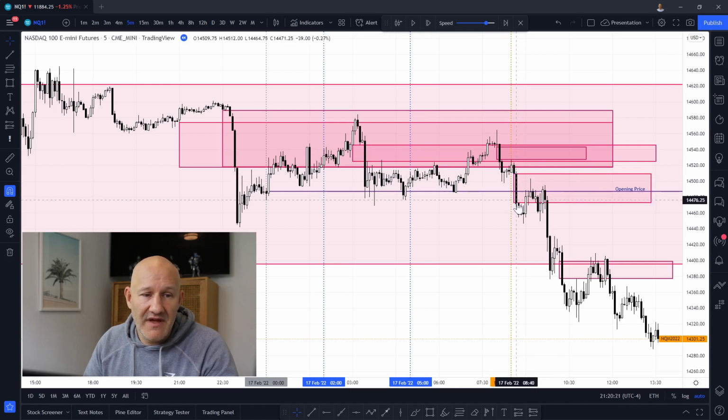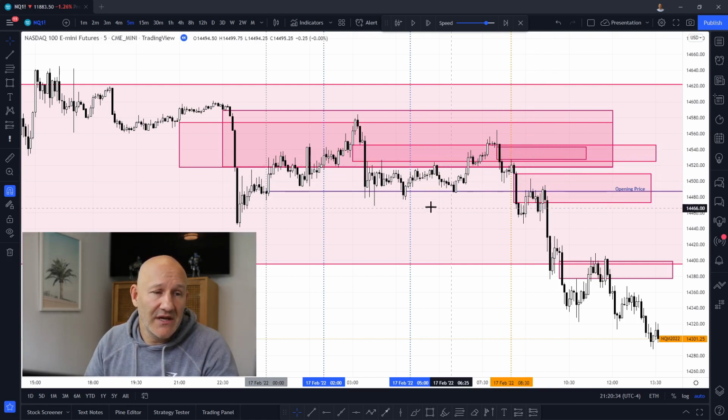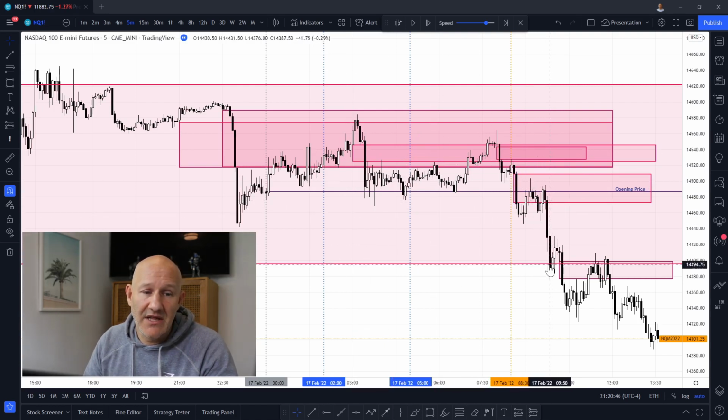We get another fair value gap formed here before the market trades back up into it, coming just back up into the opening price. And you can see this move here took out all of this sell side liquidity here before again trading lower, taking out this previous sell side liquidity down here at this low.